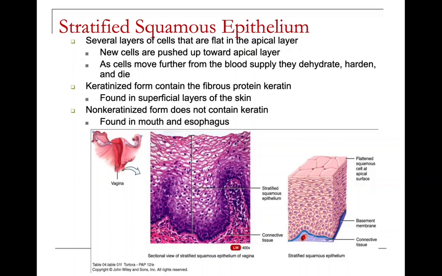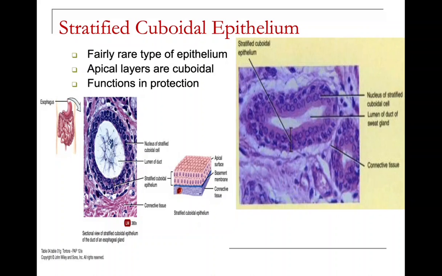You find these in the superficial layers of the skin. The non-keratinized form does not contain keratin, so that would be found in the mouth and the esophagus. So when you look in your throat, it's a little bit different in the mouth area, and then as you move down the esophagus.